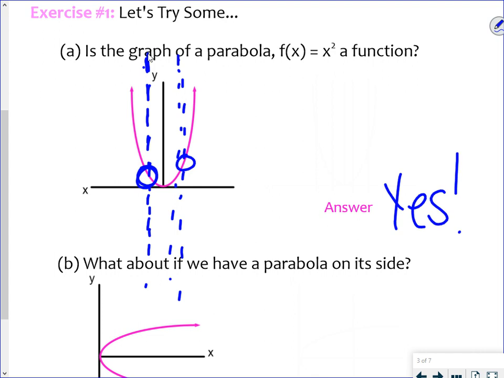Yes. At every x value, we have a different y value. That's because we only had one hole on either of those lines.